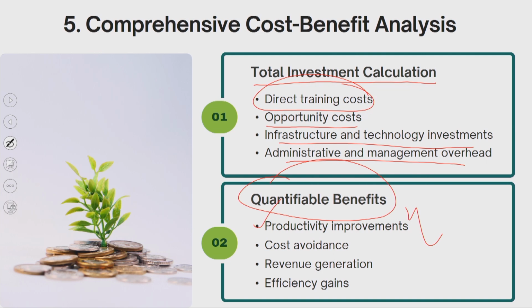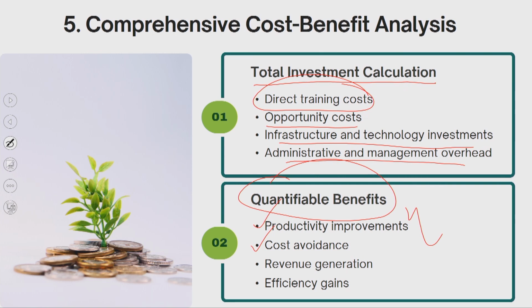The second important aspect under quantifiable benefits would be cost avoidance. Cost avoidance quantifies the prevented expenses through reduced errors, workplace accidents, compliance violations, or employee turnover. So safety training that reduces accidents from 10 to 6 per year might save roughly $200,000 in workers' compensation and lost time costs. This is not a secret.